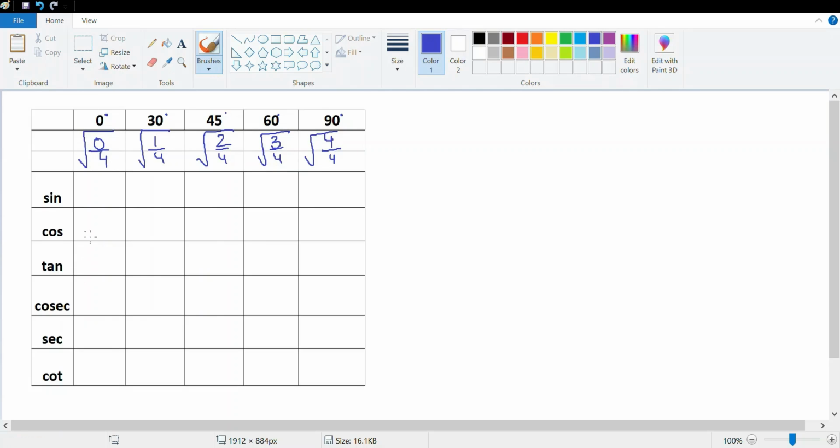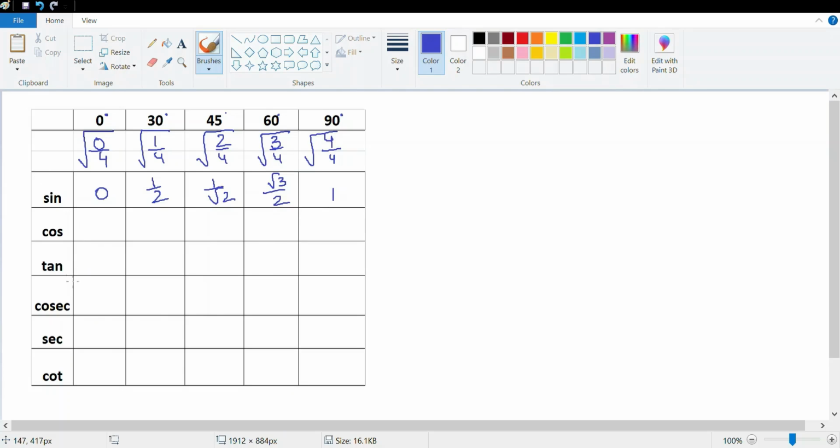So sine 0 in this case would be 0. This would be 1 by 2. 2 by 4 is 1 by 2, which means the square root of which is 1 by root 2. This would be root 3 by 2. And sine 90 would be 1. So that's how you get the value of sine.